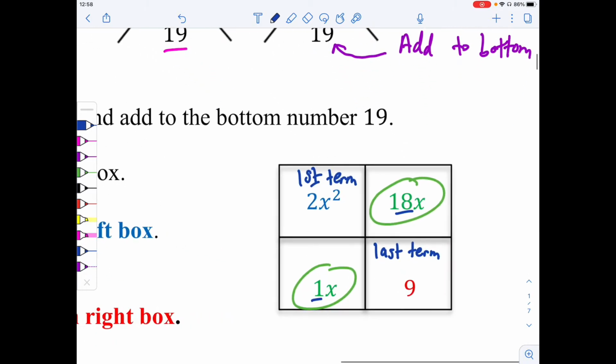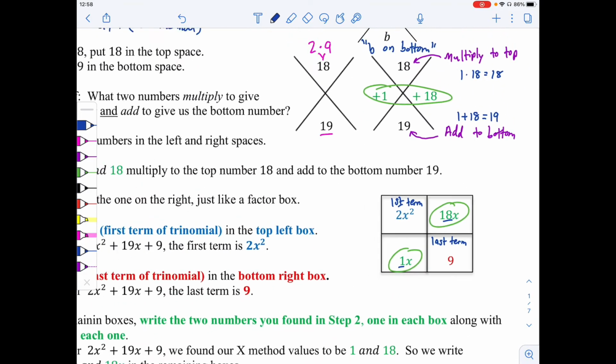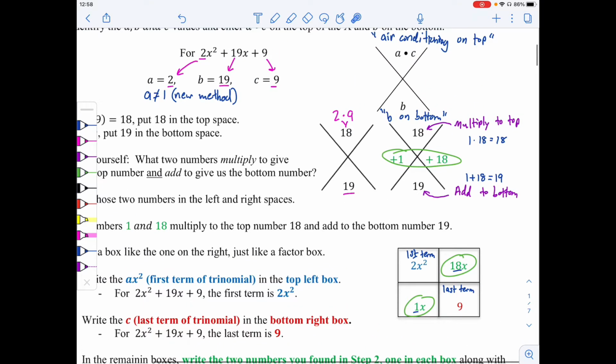Okay, so now, first term, how do we get that? So first term here is 2x squared. So we're going to put that in our first box, 2x squared. Our last term here is 9. So we're going to put that in our last box. Our two factors, 1 and 18, we're going to put in our two boxes right here. If you notice, remember, always combining our middle boxes, 1 and 18 adds up to the middle term, 19. First term here, last term here. So we have all our numbers: 2, 19 in the middle, and 9 for our last term.